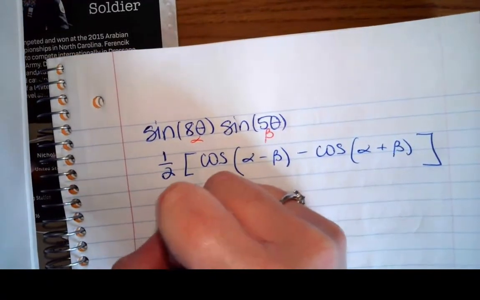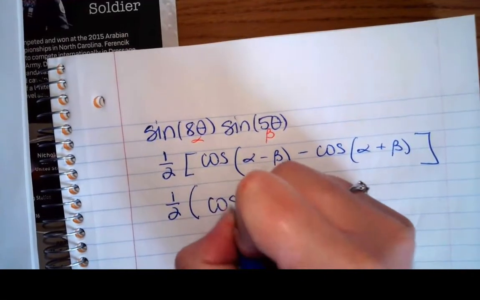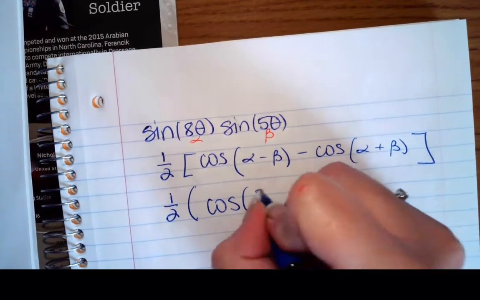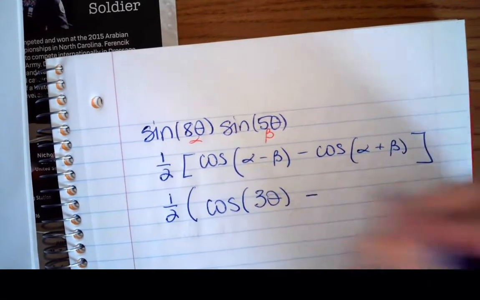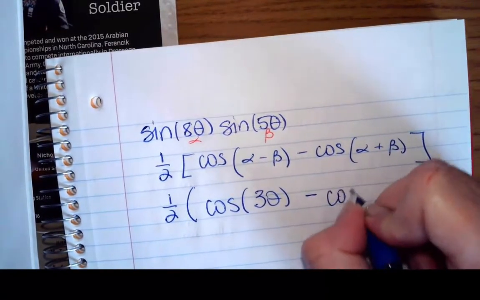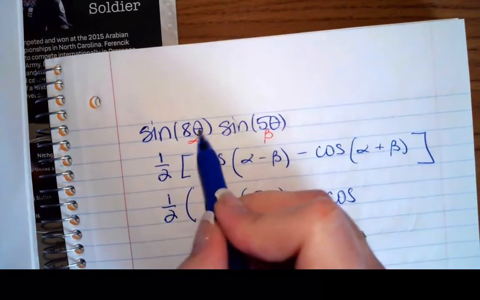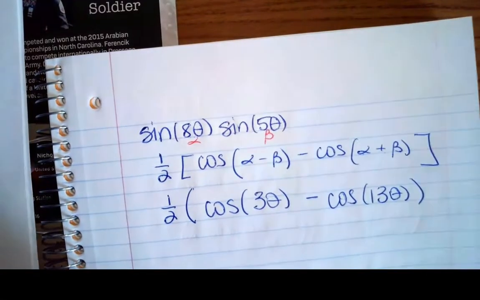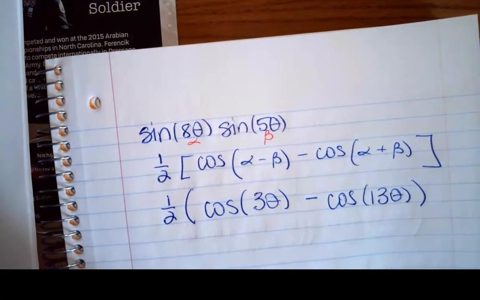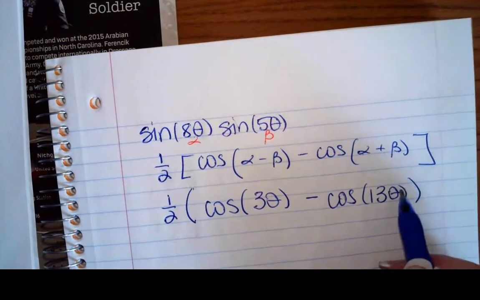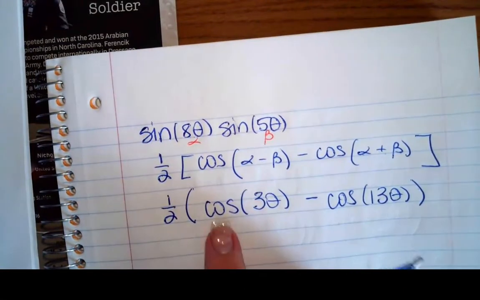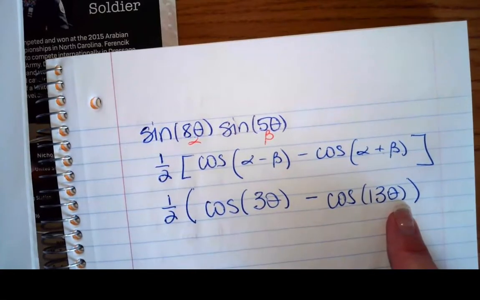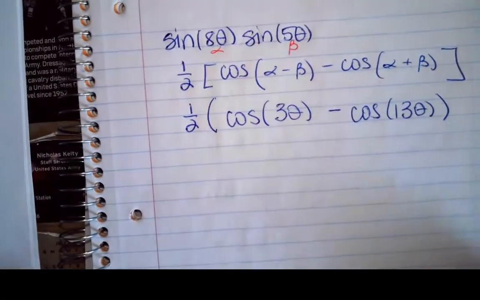And so substitute in, and we'll have the cosine of 8 thetas minus 5 thetas, which is 3 thetas, minus the cosine of alpha plus beta, or 8 thetas plus 5 thetas, which is 13 thetas. And that's really as far as you can go. Make sure you're not reading these as zeros. These are thetas. So that's not the cosine of 30 and the cosine of 130. It's 3 theta and 13 theta. Okay, so let's try another one.